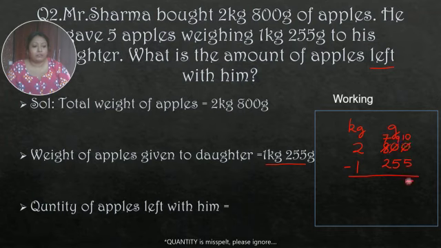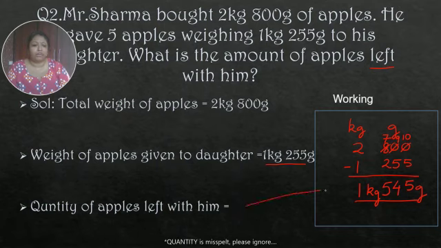10 minus 5 will be 5. All of you know that. 9 minus 5 will be 4. And 7 minus 2 will be 5. Very nice. And then we shift to our next column, kg column. As we have not borrowed any number from this particular digit, we don't have to cut or reduce it. So we will subtract as it is. 2 minus 1 is 1 will come here. So we get 1 kg 545 gram as our answer.